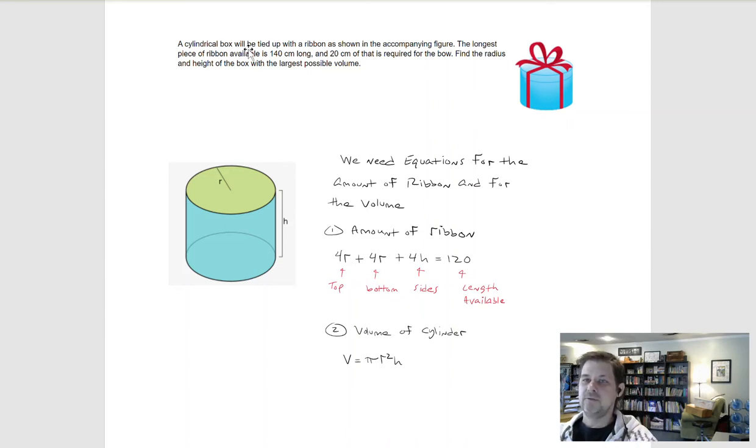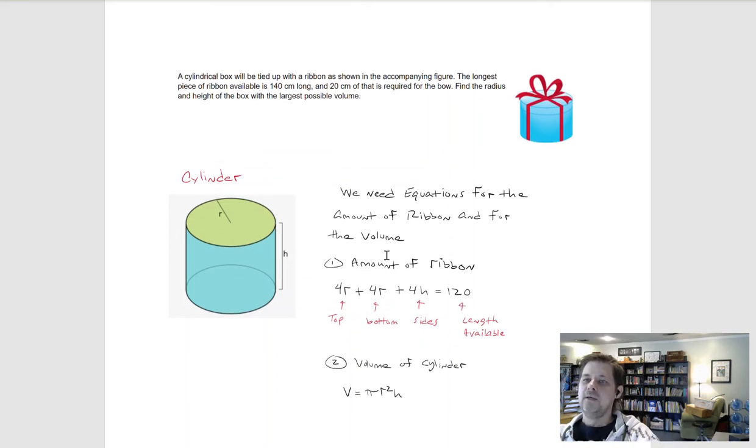It says a cylindrical box, which is just a cylinder, and I just included this here as a token cylinder. That's what a cylinder is. It has a circular radius on the top and the bottom, and it has a height. You can think of a cylinder as a can if you want to. So it says a cylindrical box will be tied up with ribbon as shown in the accompanying figure. It looks like there's ribbon that goes down 4 sides of this thing and across 4 sides in the top and the bottom.